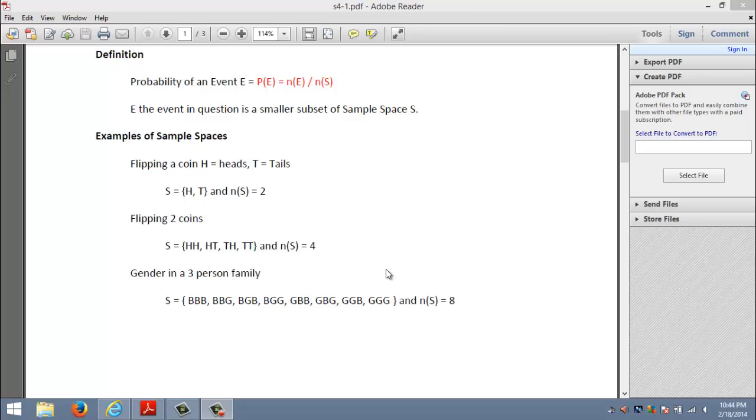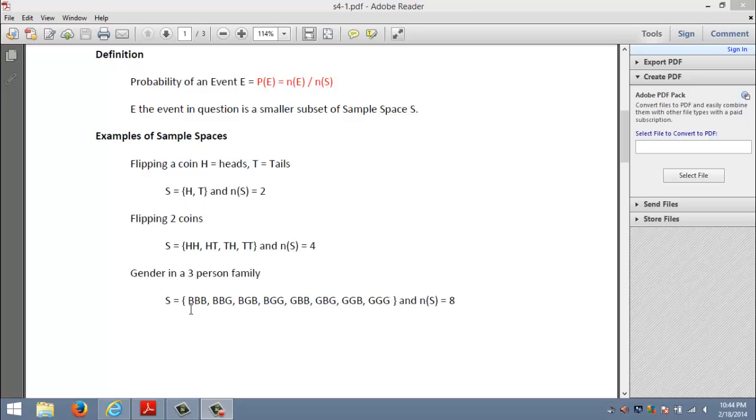If you're looking at a sample space where you're considering three children born to a family, then you have to list, well, what are all the possibilities? So B is boy, G is girl. So on the first child, you could get a boy, or you could get a girl. And each of these first letters is the first child. On the second child, well, it depends upon what the first was.